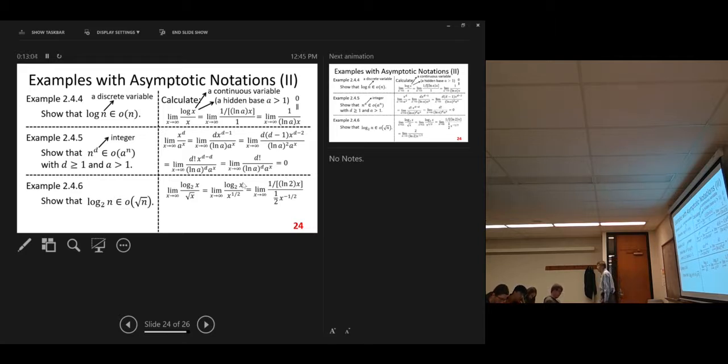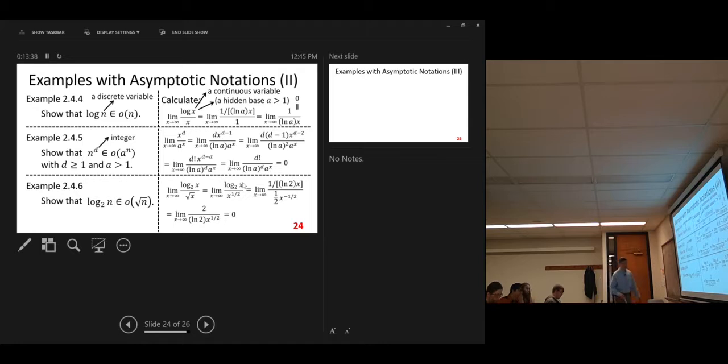Now, let's simplify the fraction. We get that. This time, it is not an indeterminate form, so we cannot apply L'Hopital's rule, but we can already find the limit. The denominator goes to infinity, the whole fraction goes to 0.